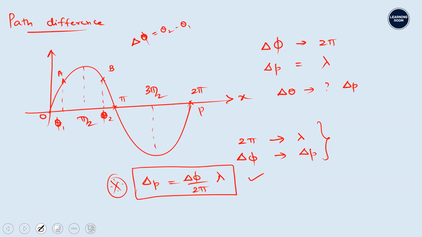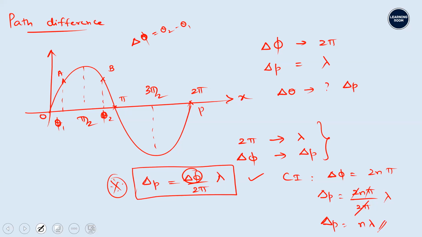First, I'll complete this and you can make a note. So we saw that for constructive interference, delta phi should be how much? The phase difference is supposed to be equal to 2n pi. Then what would be the corresponding path difference? Delta p will be equal to, if I substitute 2n pi here, 2n pi divided by 2 pi multiplied with lambda. 2 pi and 2 pi will get cancelled. So delta p will be equal to n lambda.